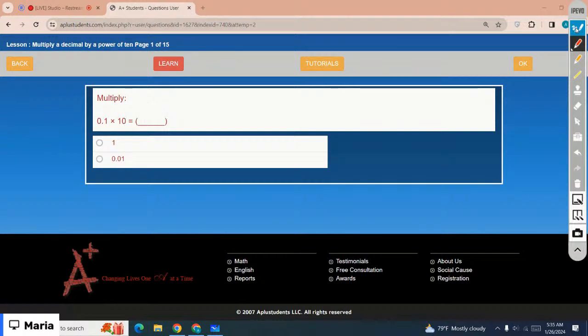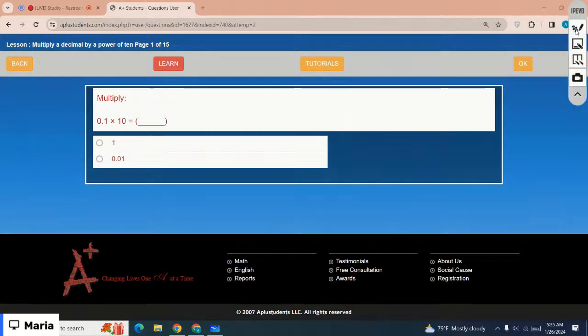I said 10 has only one zero, right? That means you need to move the decimal point one place right, that is 0.1. You move from here to here, it would be now 1.0 and you can write it as 1. So the correct option is 1. Got it? Option number 1 is the correct option.